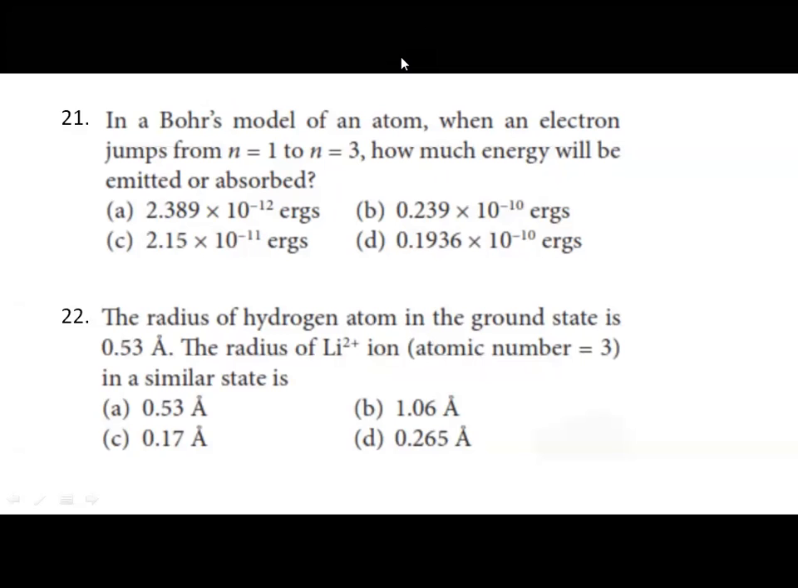So we have seen Bohr's model. What in Bohr's model we have seen? This is the ground state, n equal to 1. Then we have n equal to 2, n equal to 3, n equal to 4, n equal to 5. These are the energy levels. So I can write it like this. So these are the energy levels, five and so on.